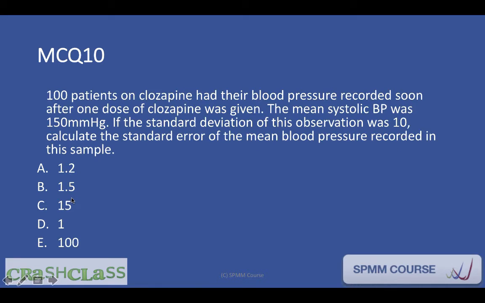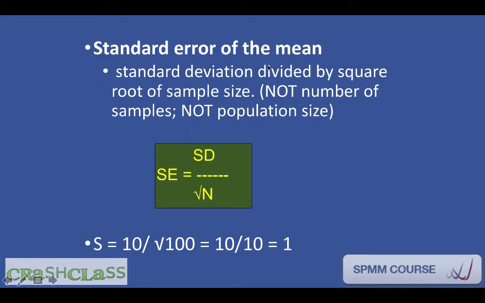14 days. 100 patients on clozapine had their blood pressure recorded soon after 1 dose of clozapine was given. The mean systolic BP was 150 millimeters of mercury. If the standard deviation was 10, calculate the standard error of the mean. So I told you I will tell you more about standard error of the mean. So here I'm going to say more about standard error of the mean. What is SEM, standard error of the mean?